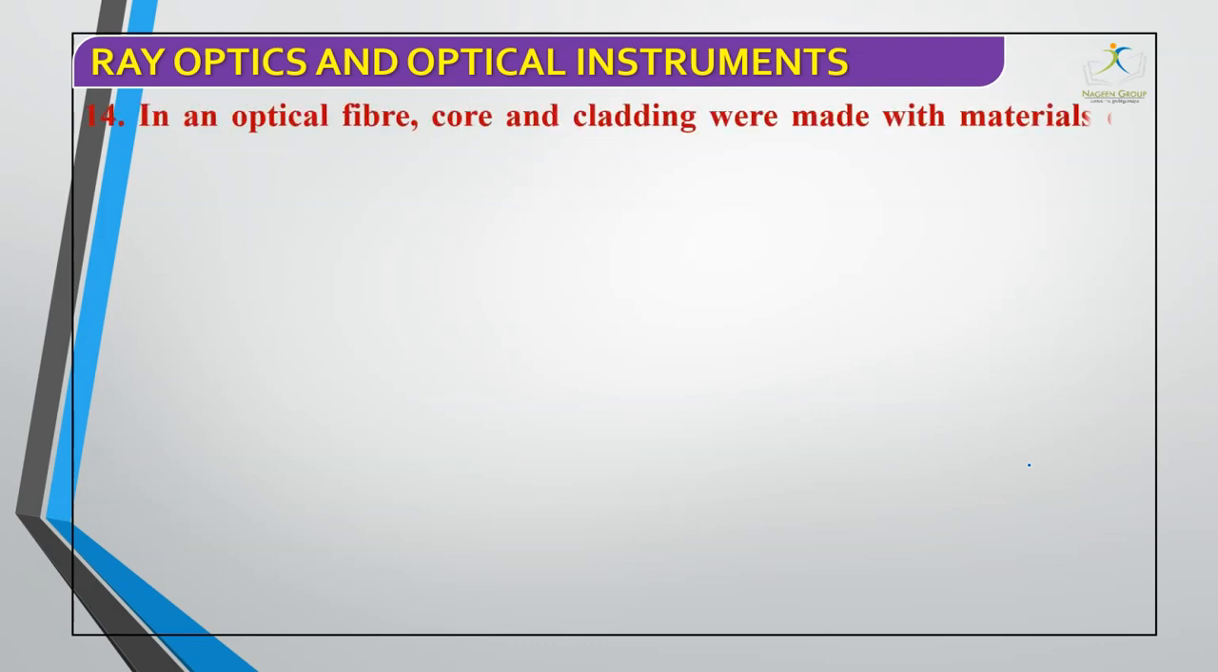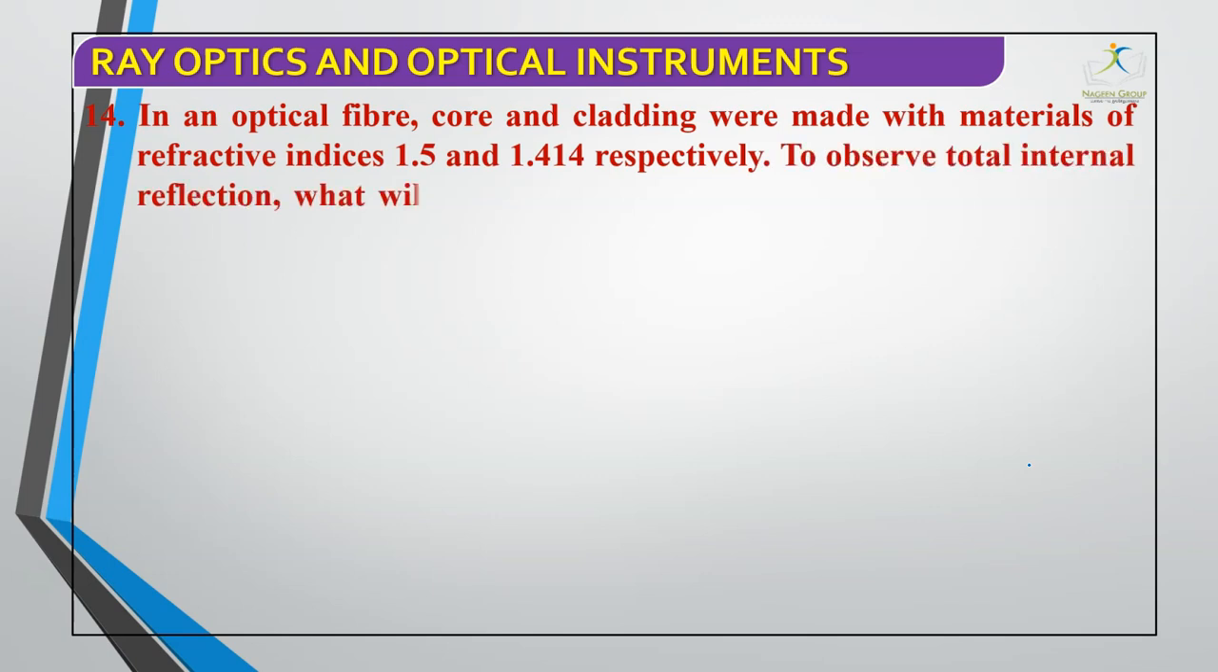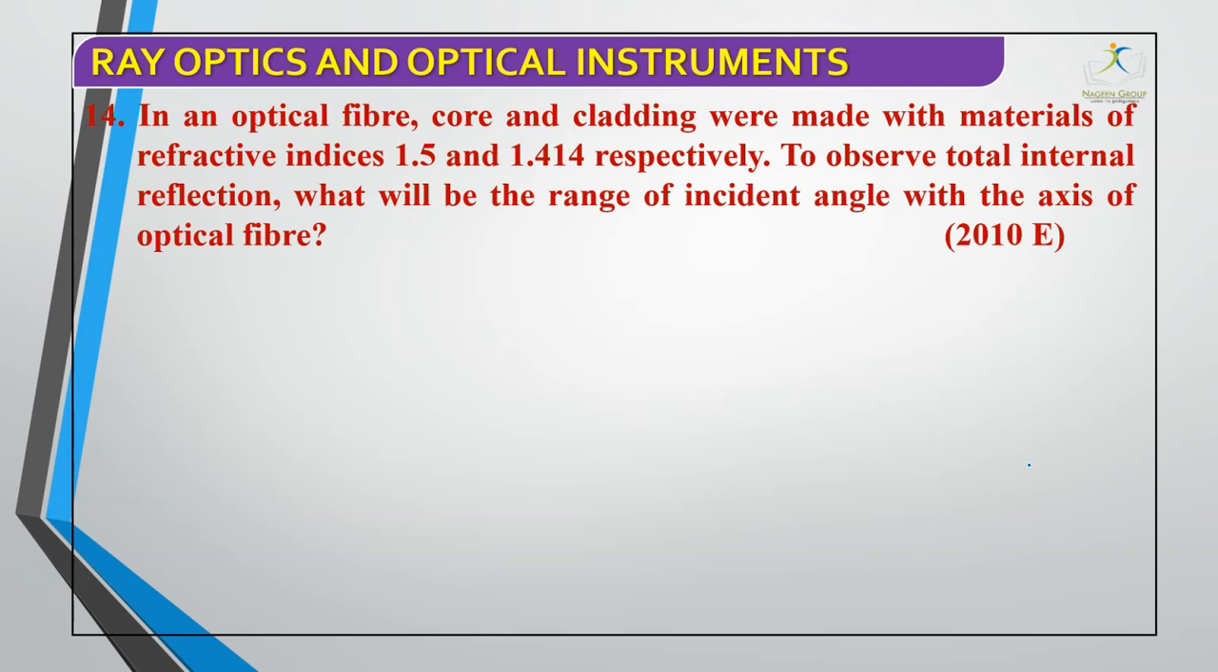Next question: in an optical fiber, core and cladding are made of materials with refractive indices 1.5 and 1.44 respectively. To observe total internal reflection, what will be the range of incident angle with the axis of the optical fiber? 0 degree to 60 degree, 0 to 48 degree, 0 to 30 degree, 0 to 82 degree.